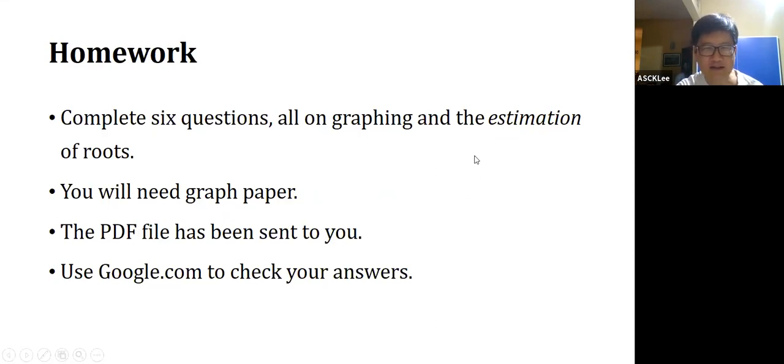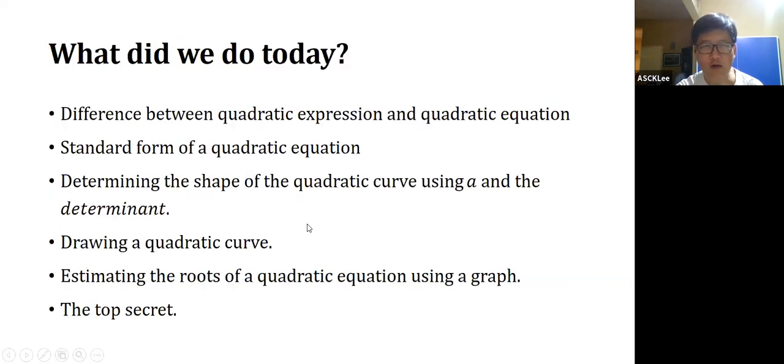I don't have your email addresses. I don't have anything about you. I don't know anything about you. So the PDF you probably already received, and use Google to check your answers. Now that you know Google can plot.